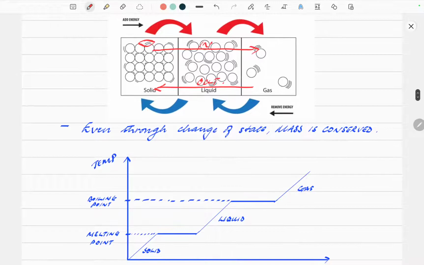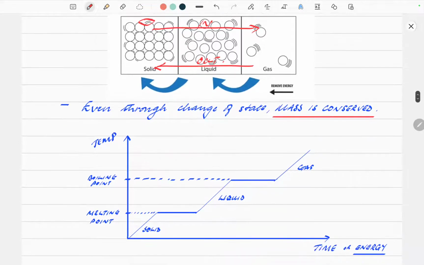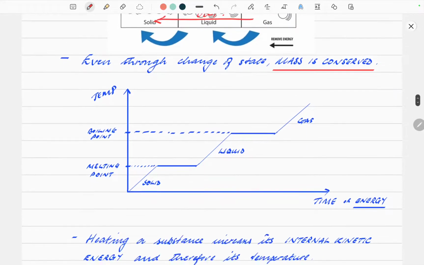One very important thing to note is that through a change of state, from one form to another, the mass must be conserved. You will not get questions where mass changes, so mass is conserved.